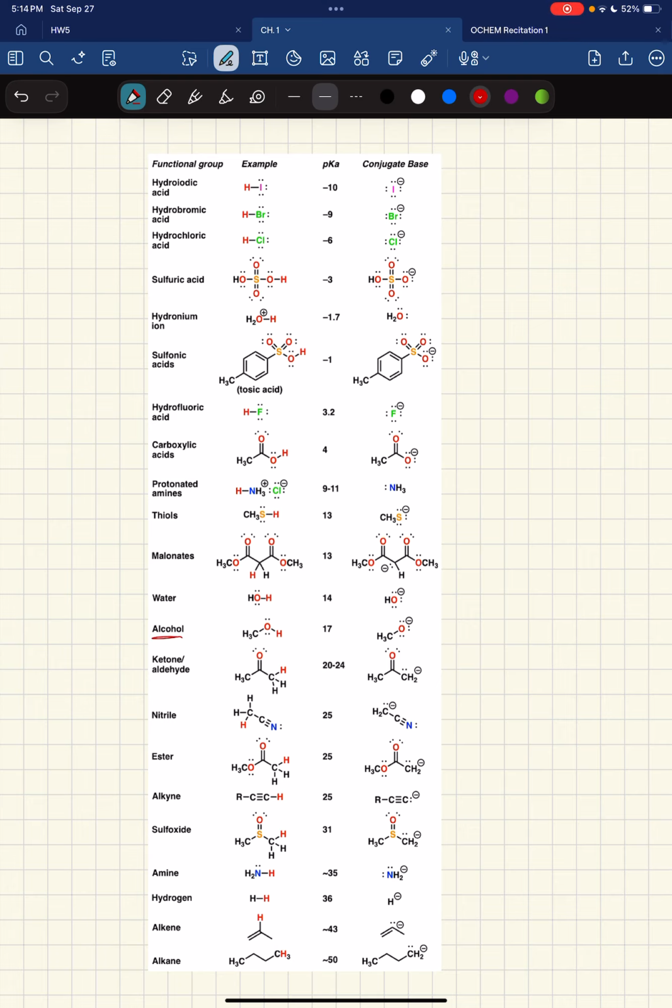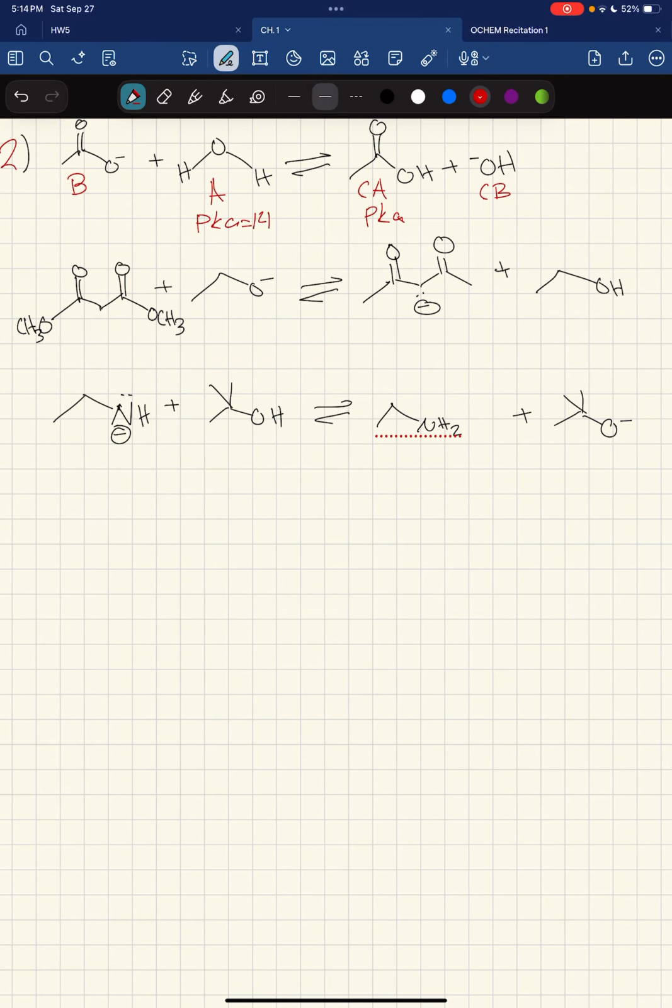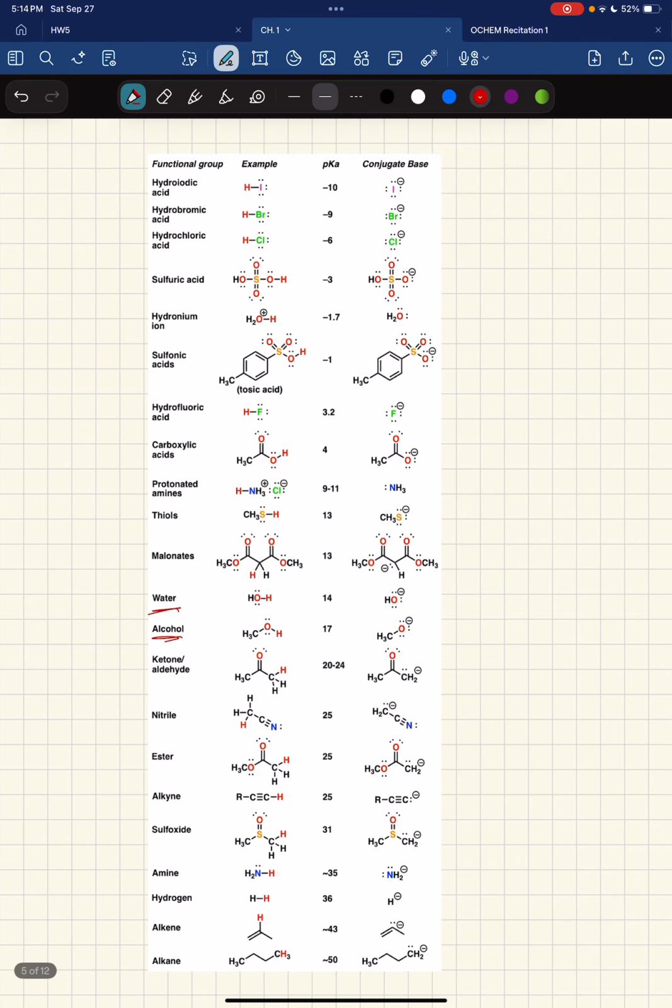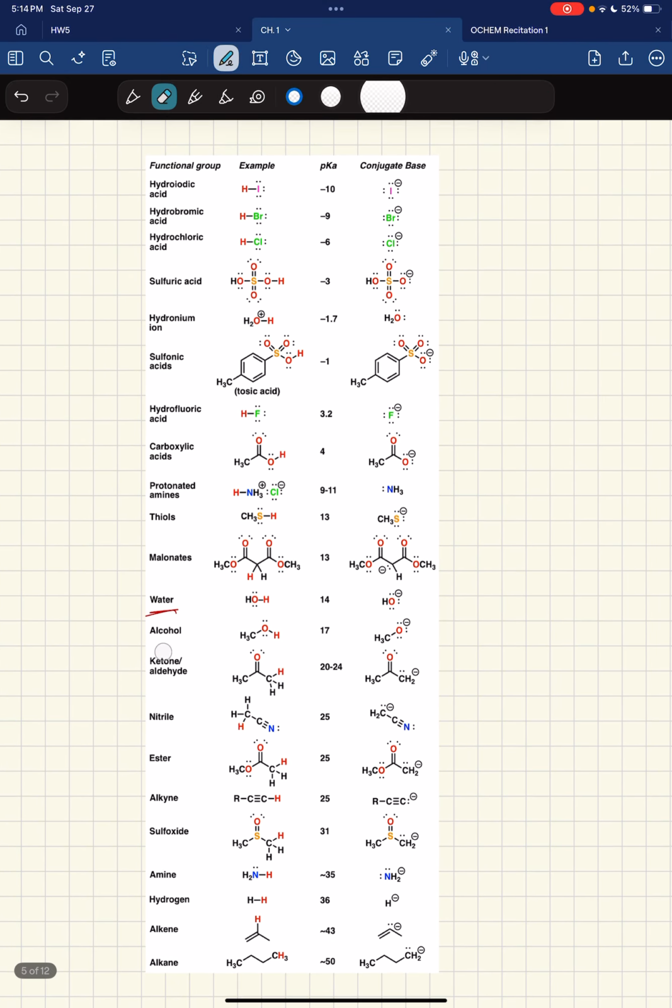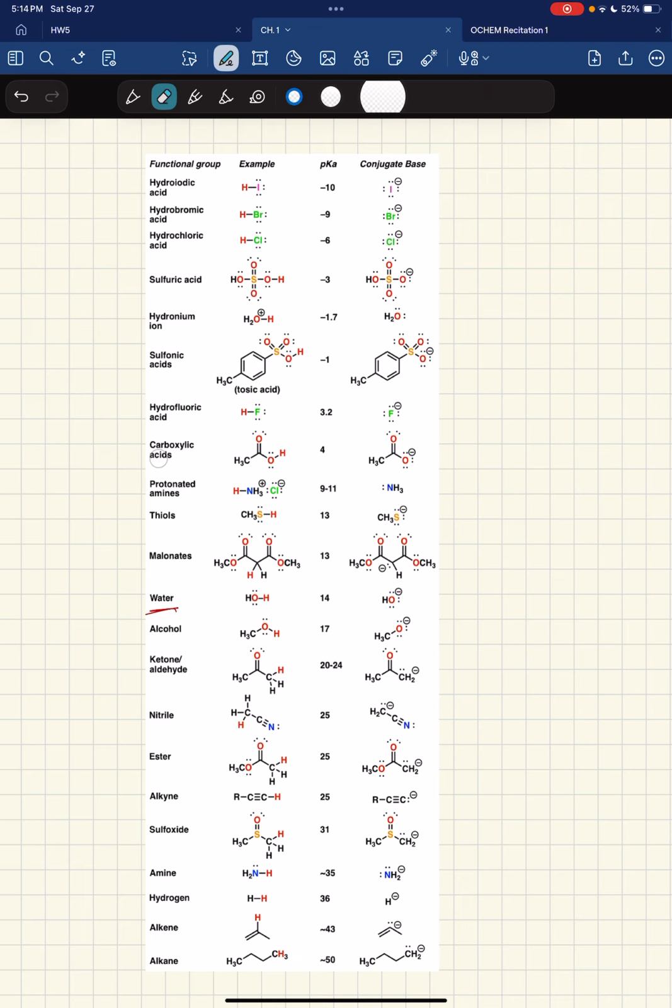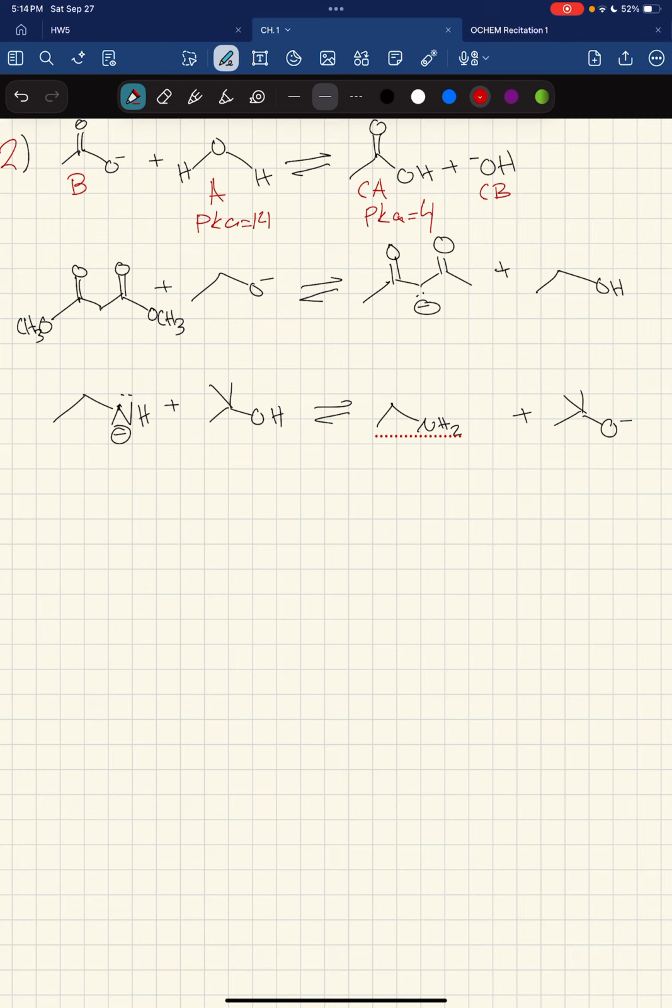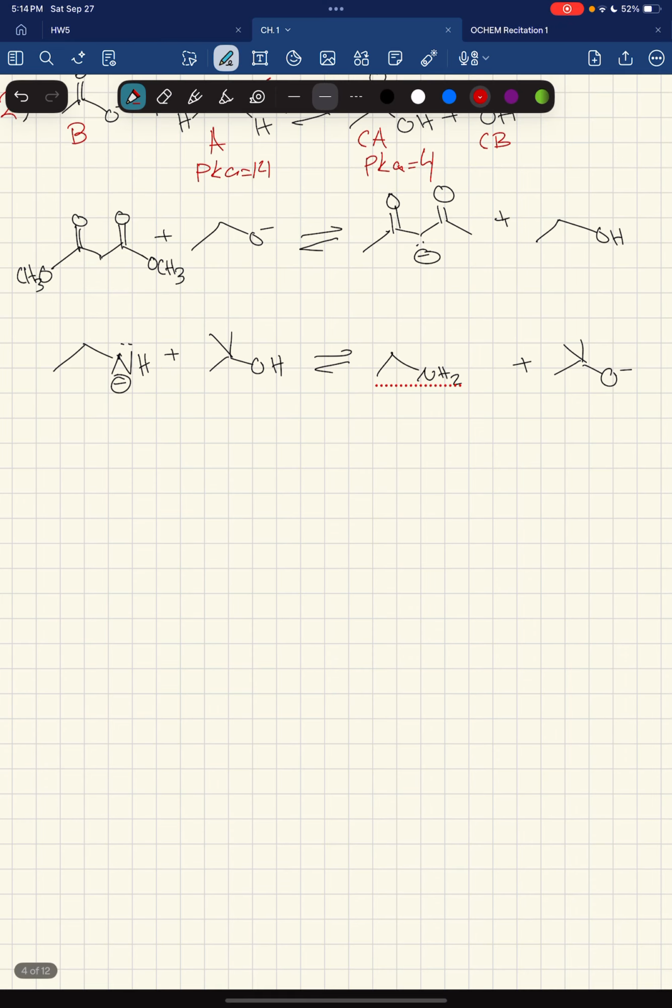So we've got in this problem an alcohol and a water. So water is 14, alcohol is 17. Oh, that's actually a carboxylic acid. So we've got a carboxylic acid, not an alcohol. Where is the carbon? There it is. So it's 4 and 14. And then with determining equilibrium, the weaker acid between the conjugate acid and the acid will always be favored. So in this case, water, because it has a higher pKa, is a weaker acid, so equilibrium will lie to the left.